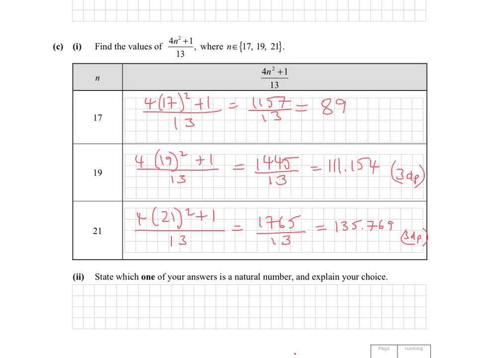And we get our 3 answers of 89, 111.154, blah, blah, blah, and 135.769, blah, blah, blah. So that's reasonably straightforward, and state which one of your answers is a natural number. We should know what a natural number is. It's a positive whole number, and clearly we can see that the value of 17 gives us our answer of 89, because it's a positive whole number. And that's all that you need to say. You've given the definition of a natural number.